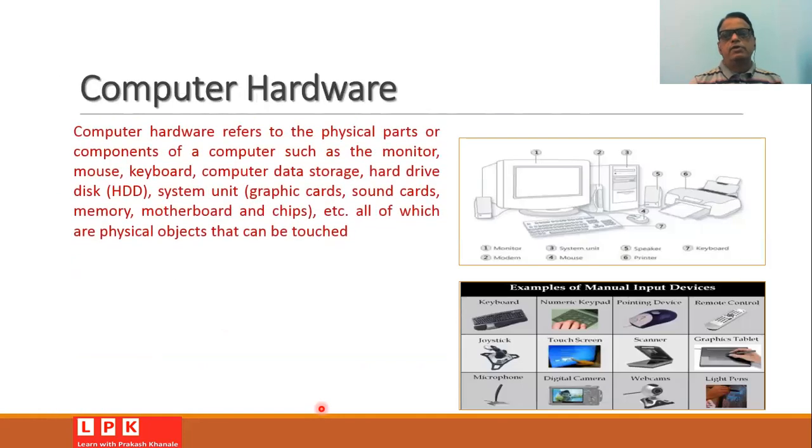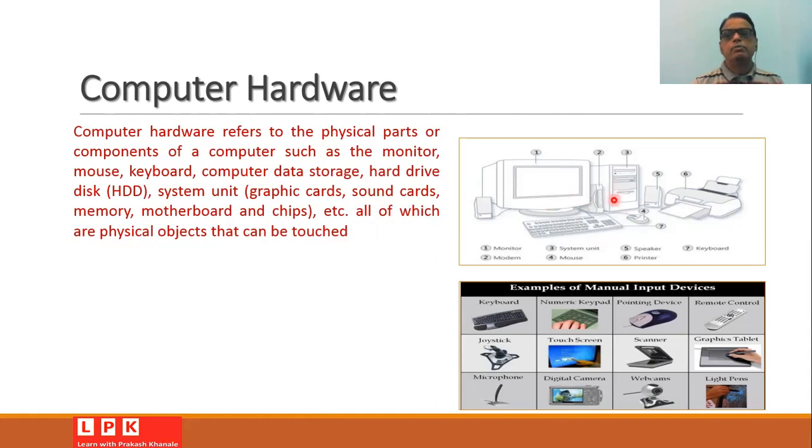So let us understand, first of all, the different elements in the computer hardware. Computer hardware, as I told you, is a physical part or component of the computer. Say, for example, when we think of a monitor, or a mouse, or a keyboard, or the data storage devices, or sound cards, or hard disk drive, or graphics cards. All these can be called the hardware of the computer system.